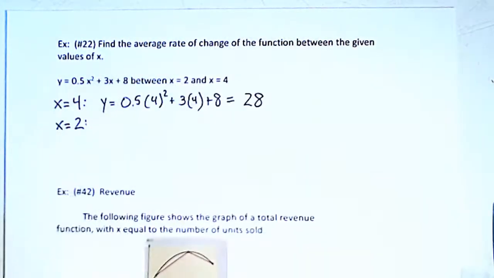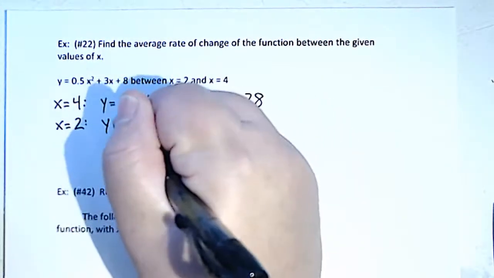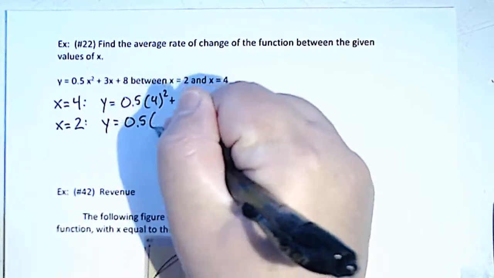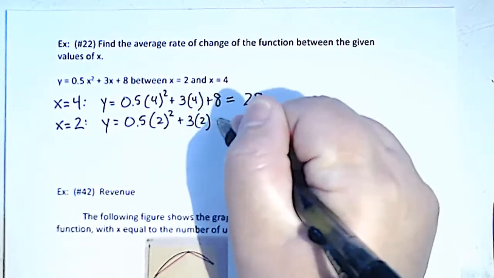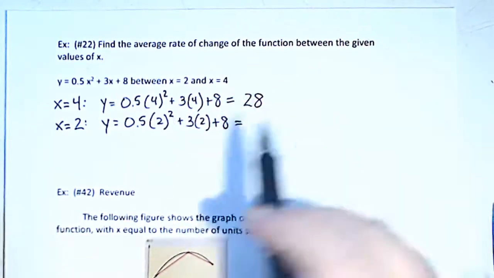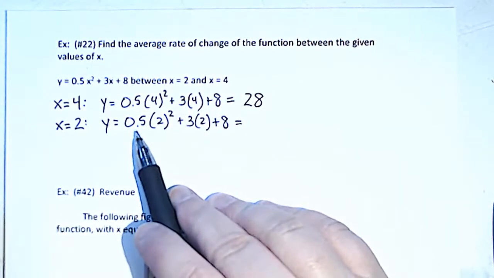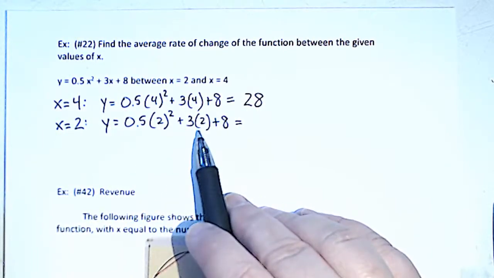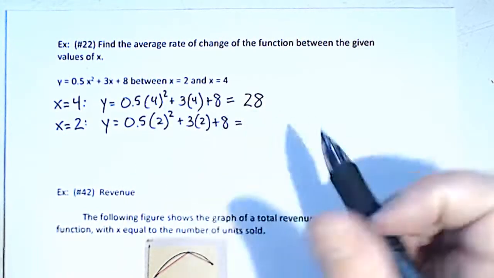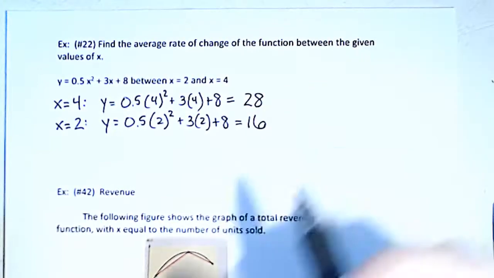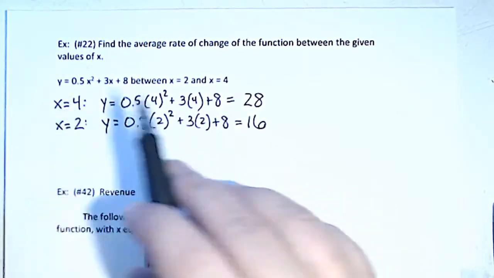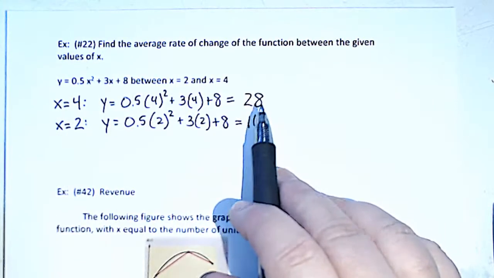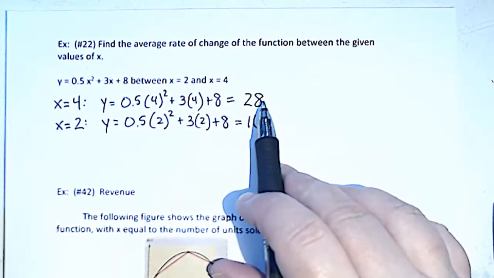Then we look at what happens when x equals 2. So y equals 0.5 times quantity 2 squared plus 3 times 2 plus 8. Okay, this is 4 times 1/2 is 2 plus 6 is 8 plus 8 is 16. So when x was 2, y was 16. When x is 4, y is 28, which it looks like there's an increase.